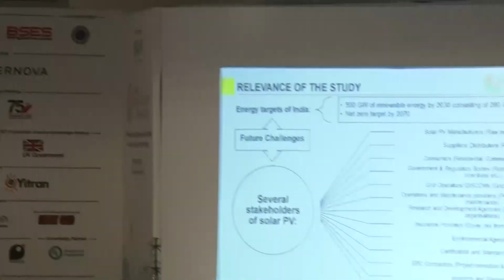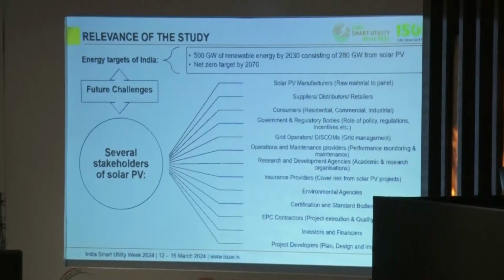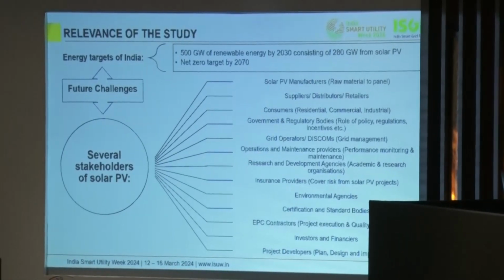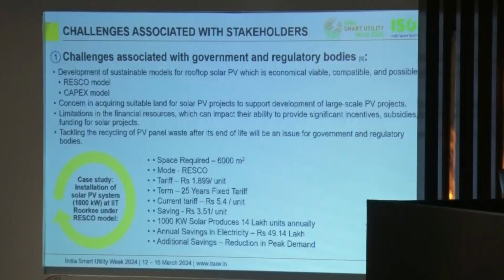These challenges are majorly associated with the stakeholders of solar PV that make up the supply chain of solar photovoltaic. These stakeholders, from manufacturing to the consumer end, are solar PV manufacturers, suppliers, consumers that are residential or commercial and industrial, government and regulatory bodies for the role of policy, regulation, incentives, etc., grid operators, discoms, operation and maintenance providers, R&D agencies, insurance providers, environmental agencies, certification and standard bodies, EPC contractors, investors and financiers, and project developers.